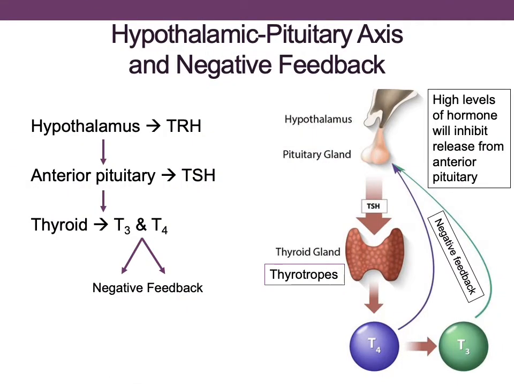The hypothalamic pituitary axis begins with the hypothalamus producing thyrotropin releasing hormone, which will stimulate the anterior pituitary to produce and secrete thyroid stimulating hormone. Thyroid stimulating hormone will then stimulate the thyroid gland to produce thyroid hormones, T3 and T4. The levels of these hormones will then give negative feedback to the hypothalamus to regulate production and secretion.